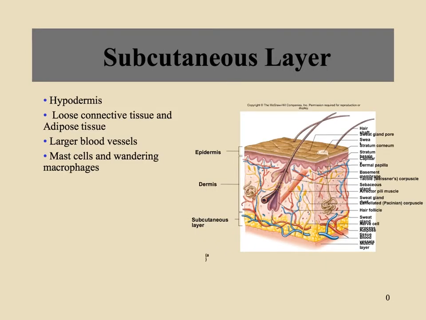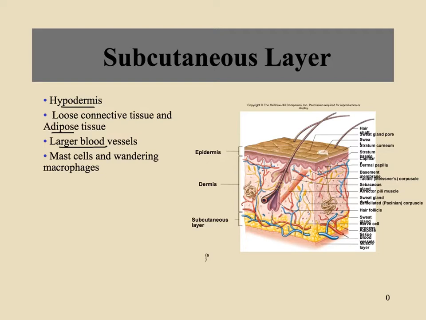Then underneath the dermis, we have the subcutaneous layer. So this is the 3rd layer of your skin, the deepest layer. It's also, as I said, known as the hypodermis, hypo meaning under. It's made up of loose connective tissue and adipose tissue or fat tissue. You've got even larger blood vessels down here.